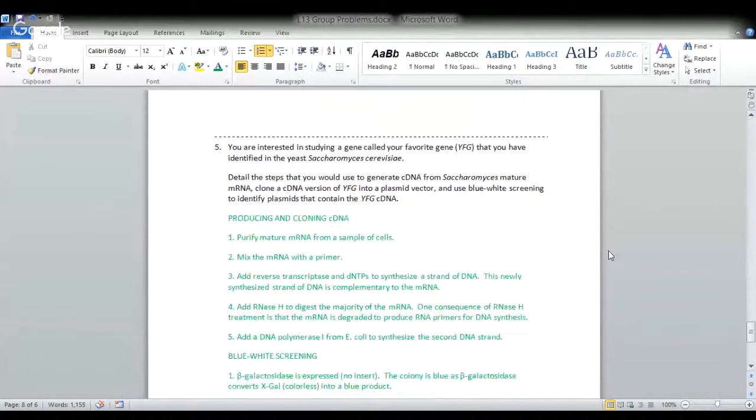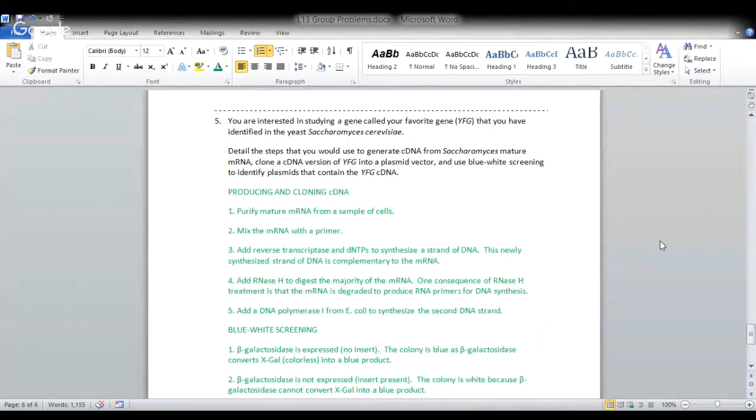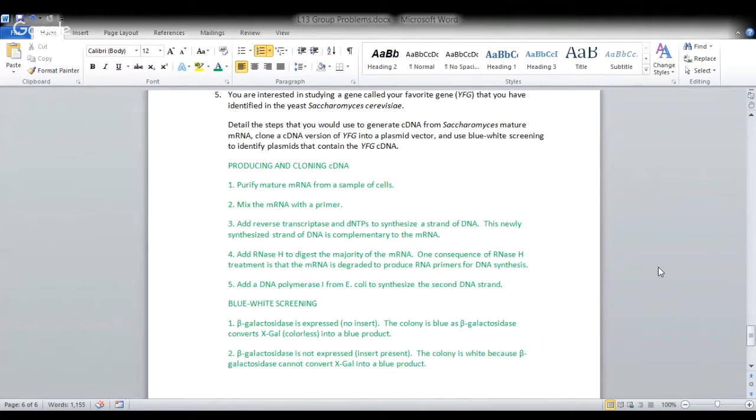Okay, so number 5, you're interested in studying a gene called your favorite gene that you have identified in the yeast Saccharomyces. Detail the steps that you would use to generate the cDNA version of Saccharomyces mature mRNA, clone a cDNA version of YFG into a plasmid vector and use blue-white screening to identify plasmids that contain the YFG cDNA. So from the notes we were given these steps.